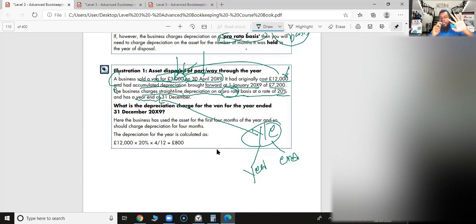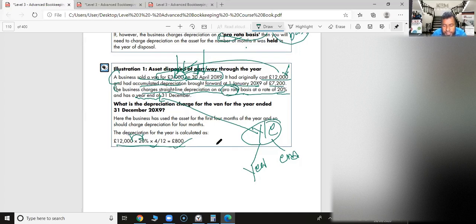How many months are held in the business? January, February, March, and April. 4 months. Look at the date, 30th of April. That's also very important. 1st of April and 30th of April is a big difference, 30 days. 30th of April means January, February, March, and full April. 4 months. That's how you do the depreciation: 12,000 times 20% times 4 over 12. 800 is the depreciation. That's your pro rata, month by month basis.